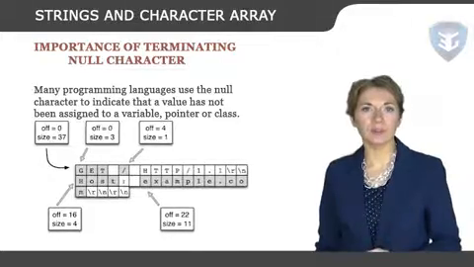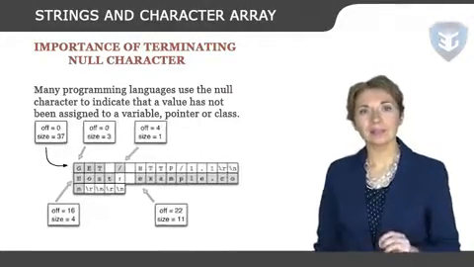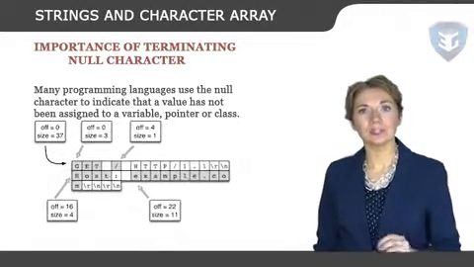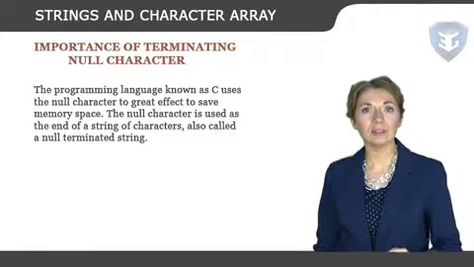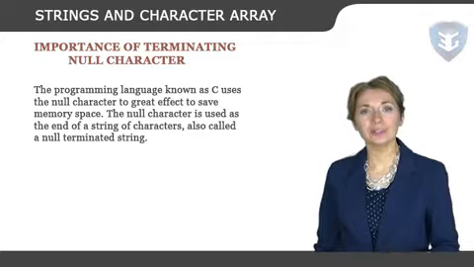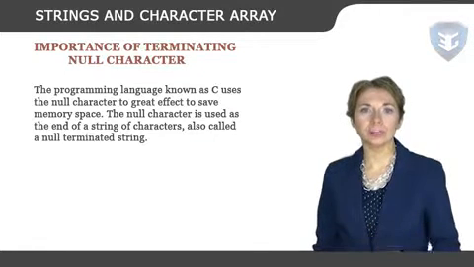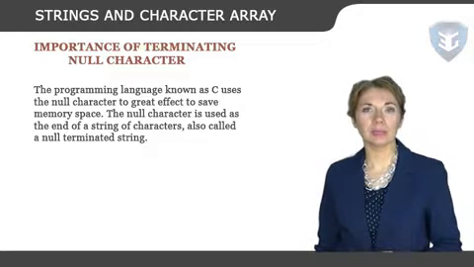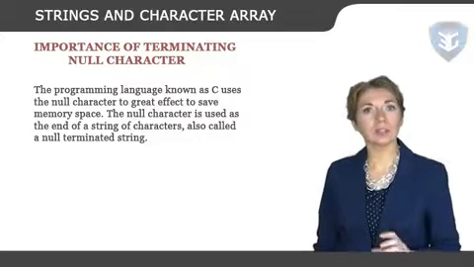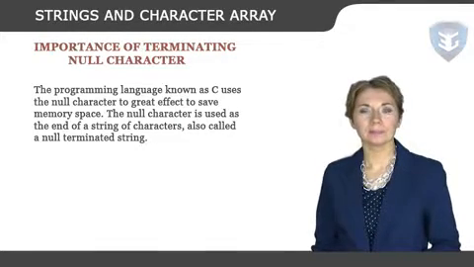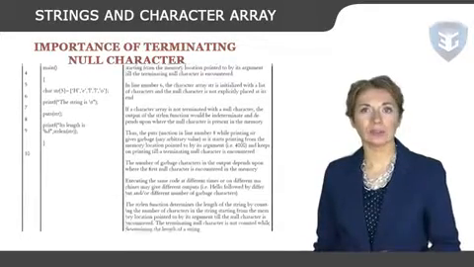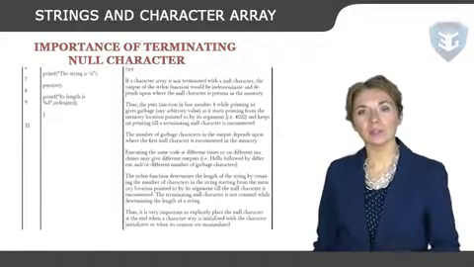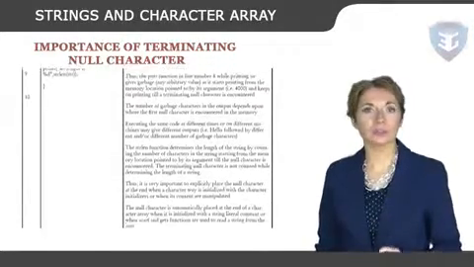The value of null is often defined within the programming language's core libraries as the value 0, which translates into a single blank character. The programming language known as C uses the null character to great effect to save memory space. The null character is used as the end of a string of characters, also called a null terminated string. This allows the program to store a string with the need for only one extra byte to hold the null terminator. The null character could not be displayed and was not used for any other purpose, so this system worked well. The terminating null character in strings is very important. Every string operation checks the presence of the null character to determine the end of a string. Look at the table on the screen to illustrate the importance of the terminating null character in strings.